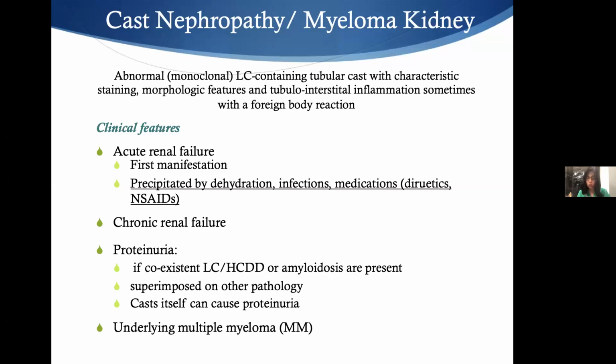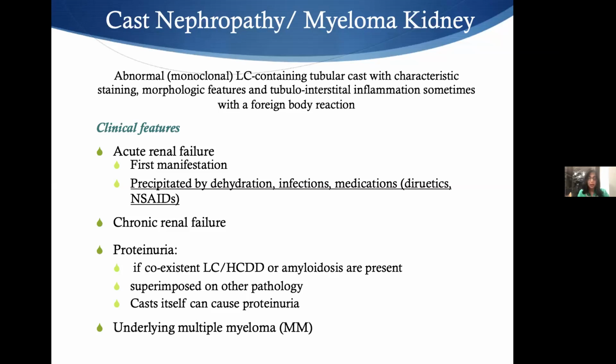Then patients can also come with chronic renal failure with the full-blown features of chronic renal failure. And you would have proteinuria if there is a coexisting monoclonal gammopathy feature like light chain deposits or amyloidosis, or if it's superimposed on other pathology, if this patient developed cast nephropathy and they are originally diabetic or hypertensive, or whatever they have. But the casts themselves can also cause proteinuria. And this is again important: there is a discrepancy between the proteinuria and the lack of albuminuria, and you're not going to find a low serum albumin and so on. And most of these patients have underlying multiple myeloma.